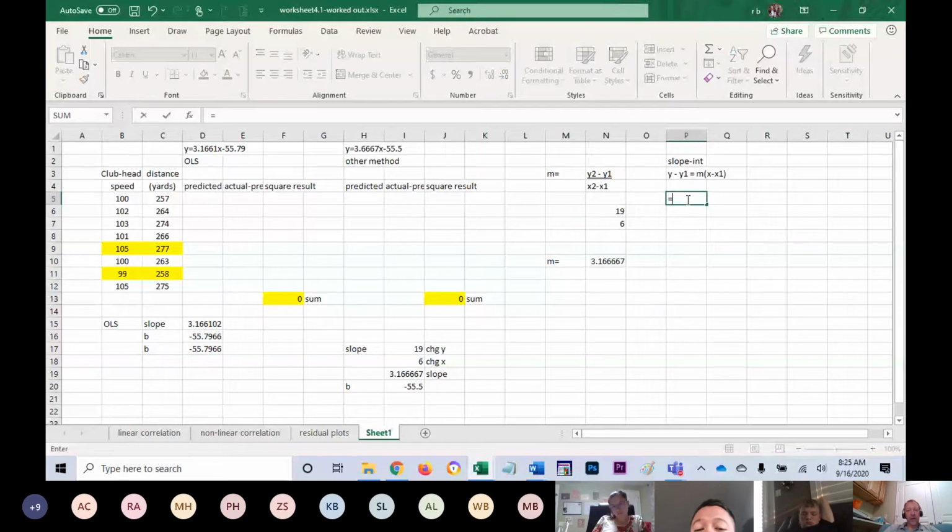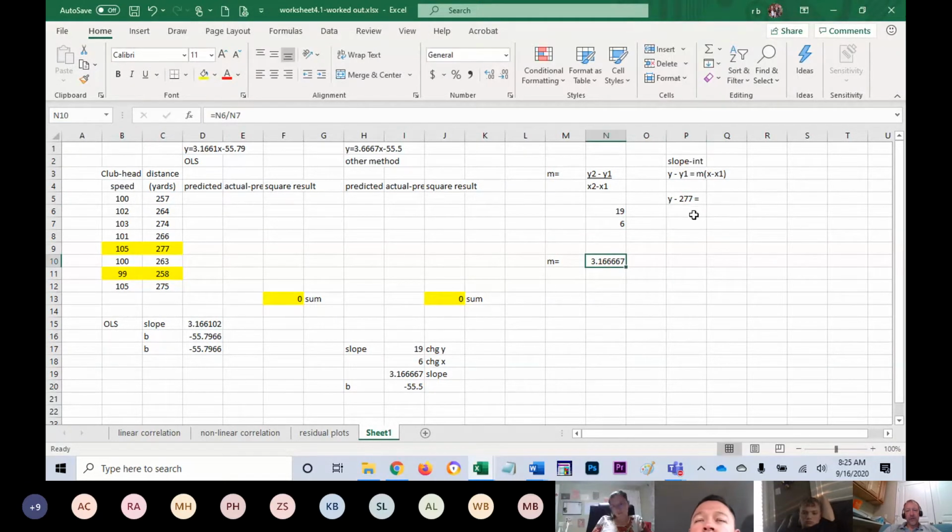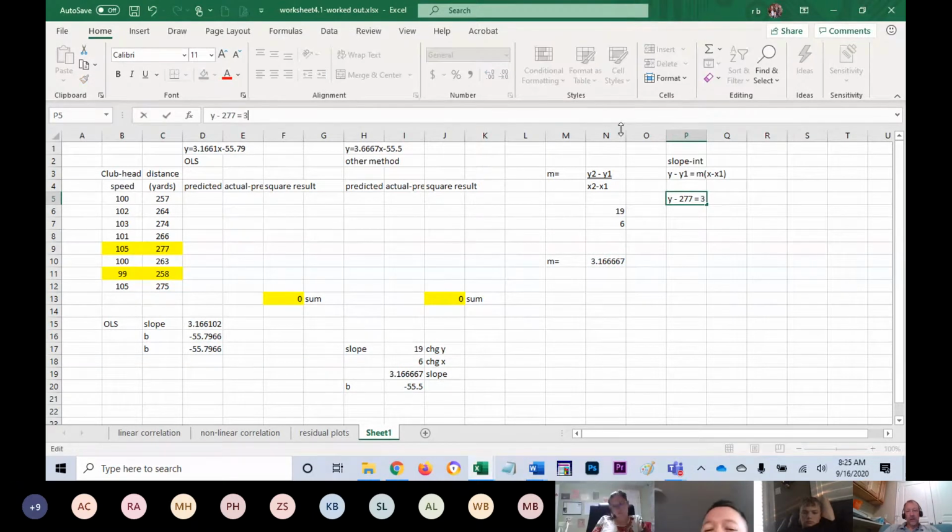And then I can pick either point here. I'll pick 277. So if I take y minus y1, so I'll pick this point here, I could pick either point. So 277 equals the slope that we just found, which is 3.1666666, times x minus x1, which is 105.